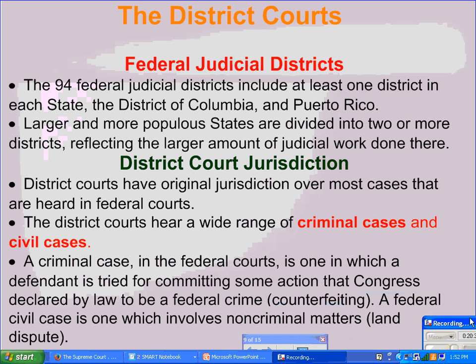Okay. This whole slide talks about federal judicial district courts. There's 94 district courts. So we have one in every state, but the larger states get more than one district court. Kentucky has 2. So district courts are the first place you're going to go for most trials. So they have original jurisdiction, the first time the case is tried. They hear a wide range of criminal and civil cases. We talked about criminal cases being breaking of federal law, and civil cases are non-criminal matters like divorce or land disputes.